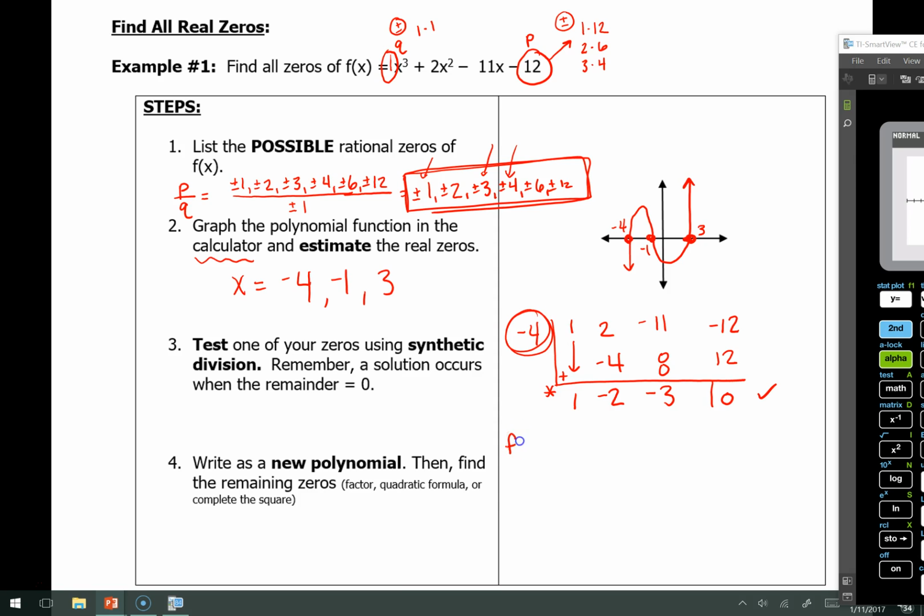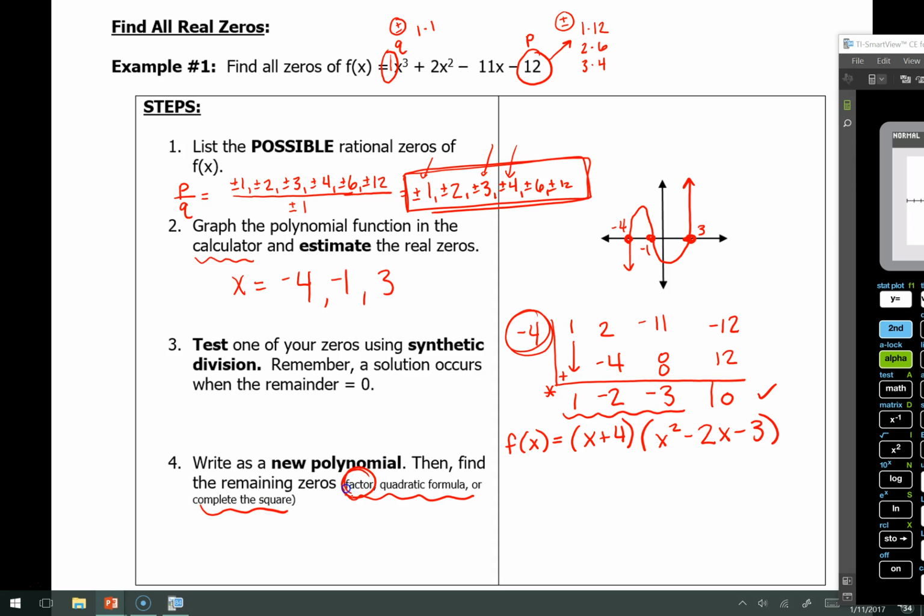So we are going to write a new polynomial function, f of x, where we've divided out this factor of the zero, negative 4. I'm going to write it as a factor, x plus 4, and then I'm going to use my coefficients down here from the synthetic division to write out the rest of my new polynomial, the depressed polynomial. So I have x to the second power minus 2x minus 3. Okay, and then our last piece after we write this new polynomial is to find the remaining zeros using whichever method works for this problem.